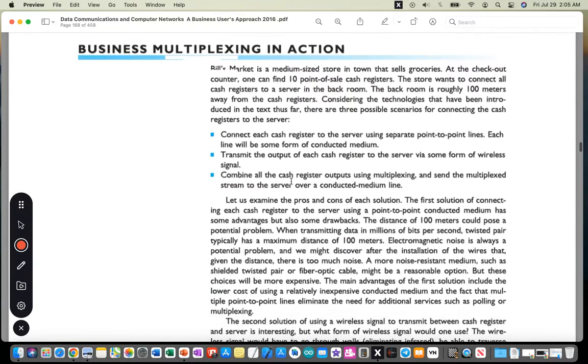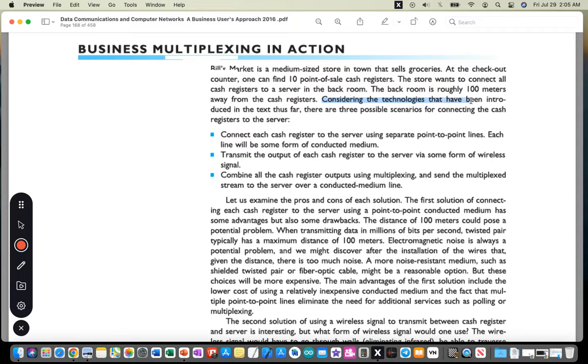All right, business multiplexing in action. Bill's Market is a medium-sized store in town that sells groceries. At the checkout counter, one can find 10 point of sale cash registers. The store wants to connect all cash registers to a server in the back room. The back room is roughly 100 meters away from the cash registers.